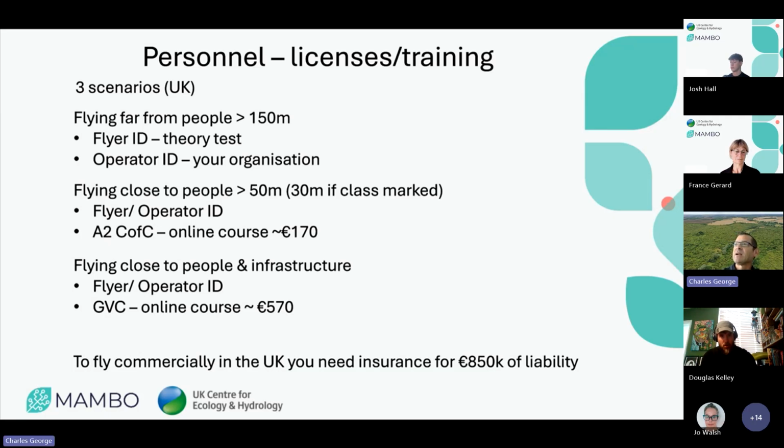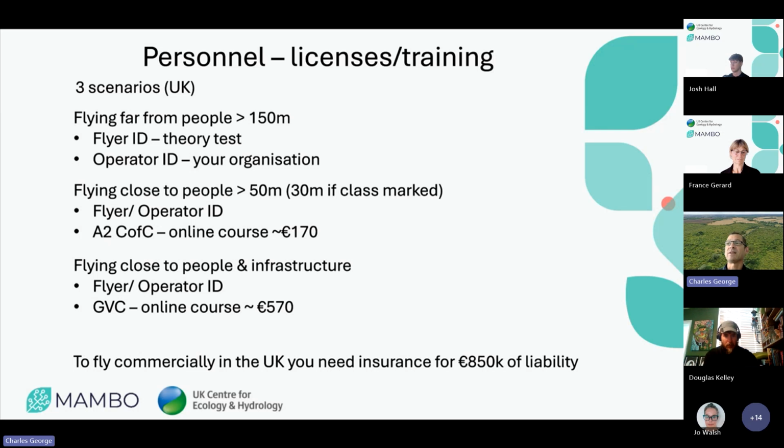You can fly slightly more close to people, so that's up to 50 meters. From January 26, that will be 30 meters if the drone has a certain class mark on it. Again, you need the flyer and the operator ID as before, but then you can do an online course, which is the A2 C of C, so Certificate of Competence, and that course is approximately €170.